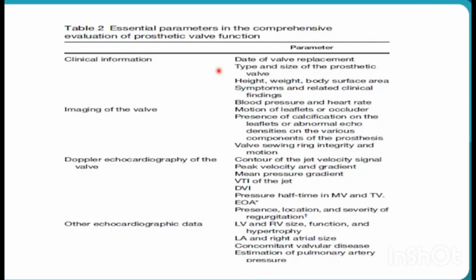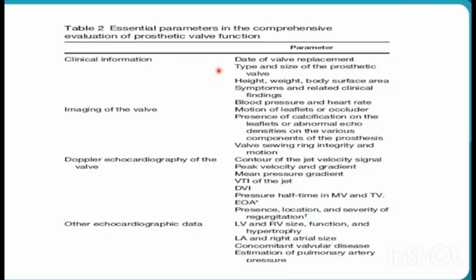We'll study further that if the implanted valve's EOA, or effective orifice area, is less than the indexed EOA, that is EOA divided by the body surface area of that individual, then that individual carries a risk of patient-prosthesis mismatch, and the complications related to it, which we will study in the next slides. What is the blood pressure and heart rate?